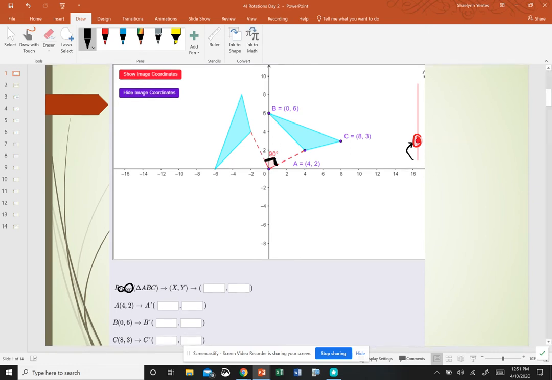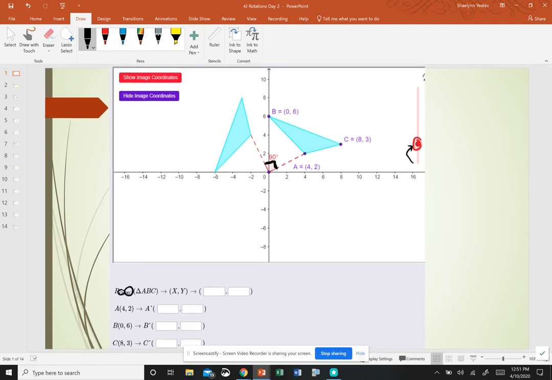There's going to be a rule that we're going to kind of discover together here. So when we rotate a shape 90 degrees, I should have hit show image coordinates. So on your assignment, please hit that. It'll help a lot. Okay, so originally A was at 4, 2, and now A is right here at -2, 4.